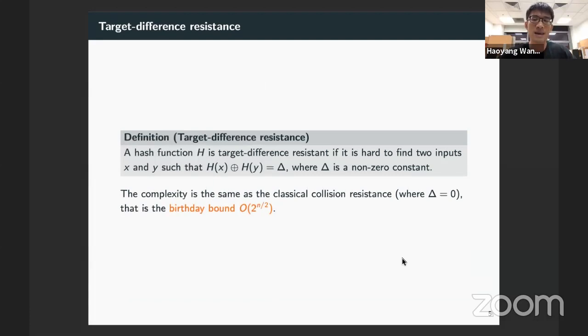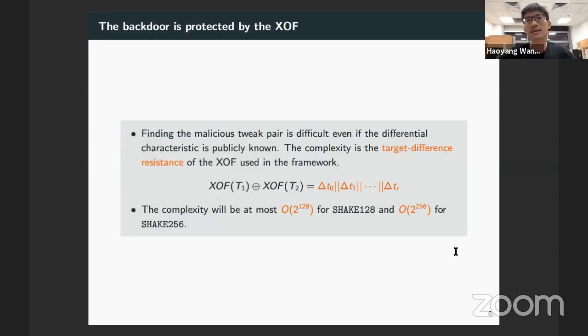Before I discuss the backdoor security, I would like to first introduce the security notion. We call it target difference resistance. That is, a hash function is target difference resistant if it's hard to find two inputs such that the difference of their outputs equals a given non-zero value. And this notion is very similar to classical collision resistance. And the complexity is also the same. That is the birthday bound, 2 to the power of n over 2. Then we show that the backdoor is protected by the XOF.